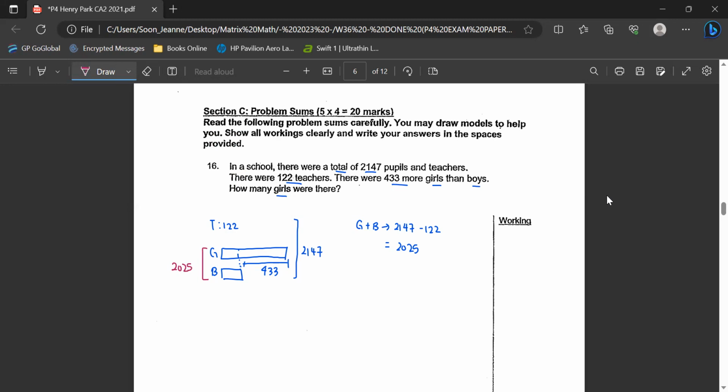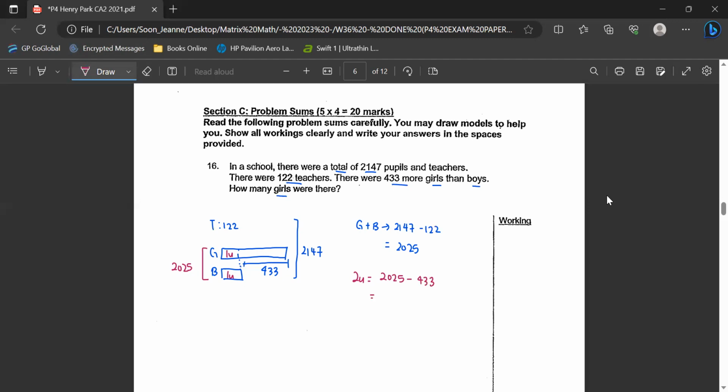So 2025 will be the girls and boys, but you can see that girls is 433 more than the boys. So what I'm going to do is take away 433 from the total number of pupils to make the units here equal, 1 unit each, to find the value of 2 units. So in order to find 2 units, we must take 2025, because we are looking at the number of pupils here, no longer with the teachers, take away the difference of 433.